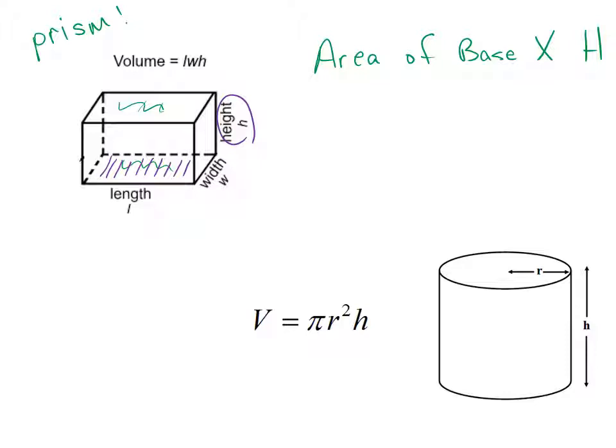And we know that the area of a rectangle, that purple base, would just be length times width, and then times the height would give us our volume. If it was a cylinder at the bottom there, pi r squared is how you find the area of the circle. So imagine finding the area of that circular base. How much space does that take up? And then multiply by your height.